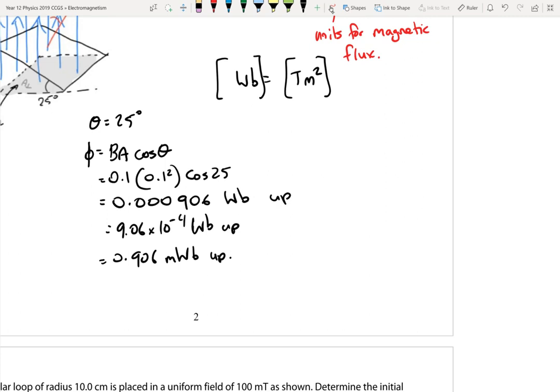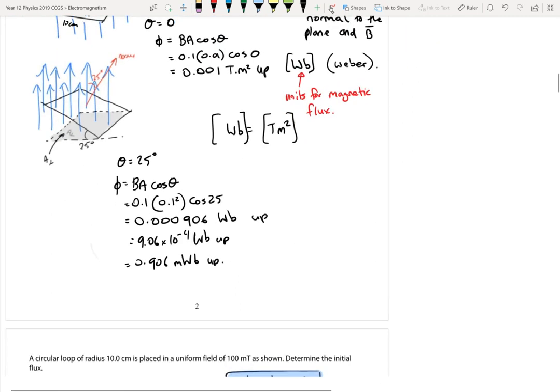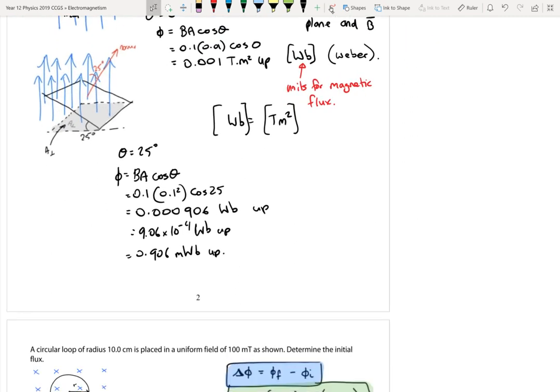Have a look at what's happened. We've gone from a milliweber up to 0.9 milliweber up. There has been a change in the magnetic flux. What is the change? What's 0.001 minus that? Yes, but in what direction? Down. Good. I want you to try and treat it as a vector.